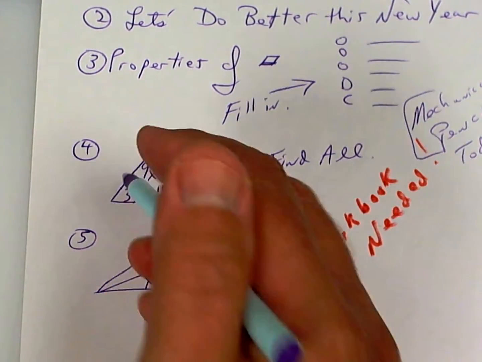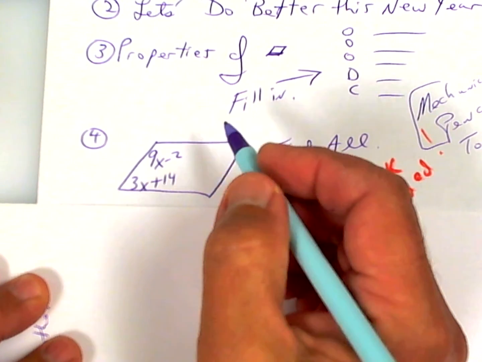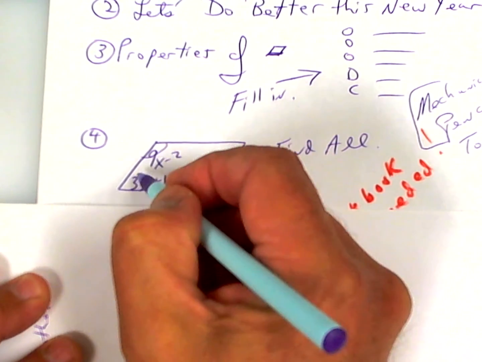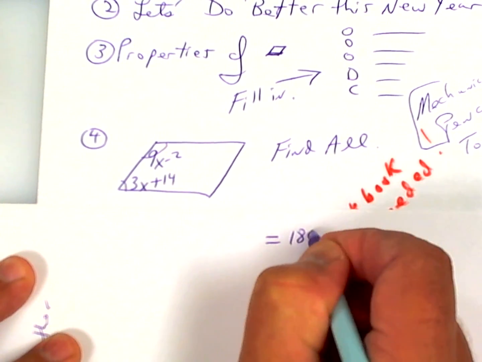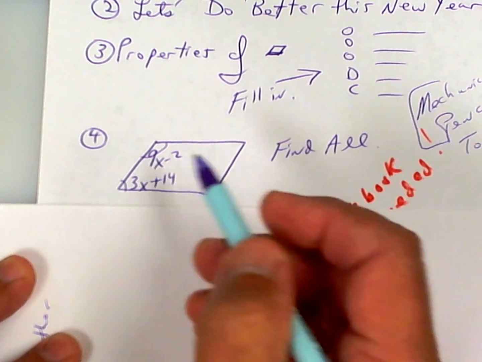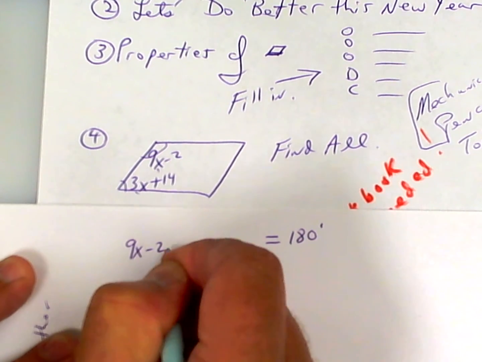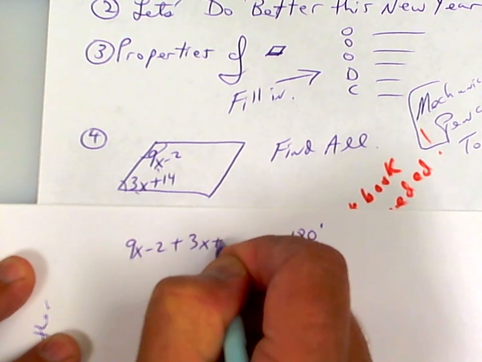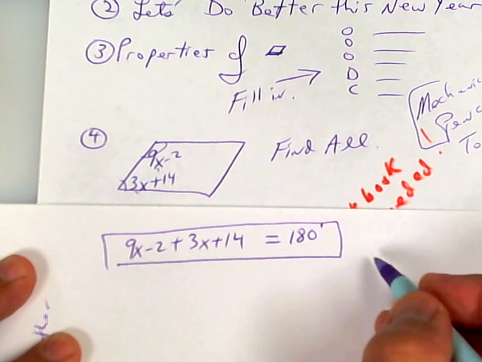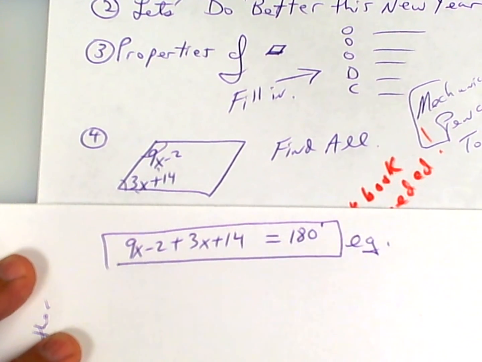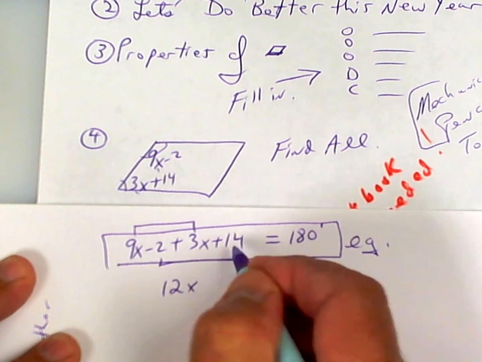These are consecutive angles here, and consecutive angles add up to 180. They're not equal. This one's a great big one, this one's a little smaller, but they do add up to 180. So put equals 180. They're supplementary. So I want the equation: 9x minus 2 plus 3x plus 14. On today's worksheet, if I do not see the equation, you will not get full credit. So this gives me 12x.